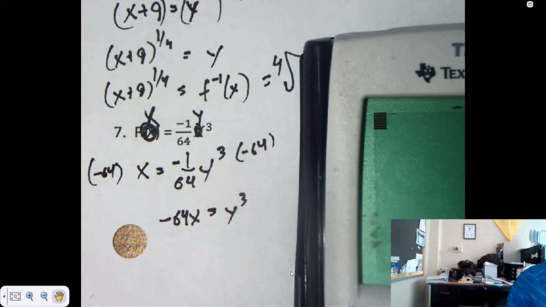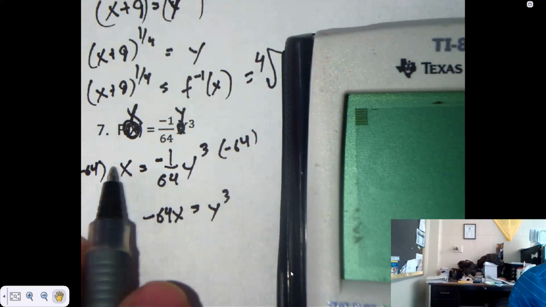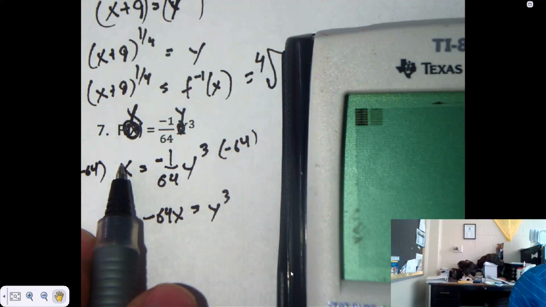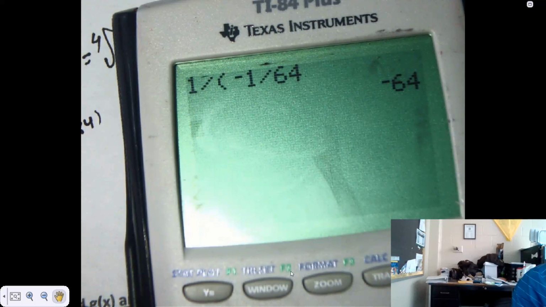Some kids will say, well, I'll divide by a negative 1/64th, but they can't do it when there's an x. Well, what number is in front of that x? So you do 1 divided by a negative 1 over 64. Now, they're smart enough to know they need to do division. They just struggle. Either way, you get negative 64.